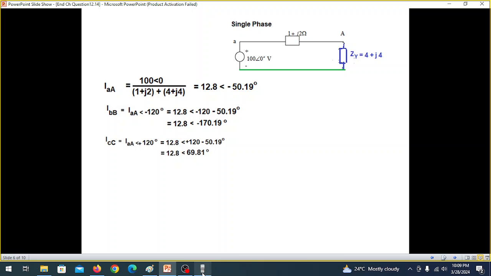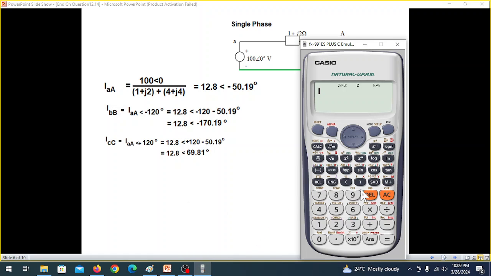Now let me show you how you can do it easily with the help of a calculator. Your calculator should be in complex mode. If not, go to the mode, select 2 for complex. So we are in complex mode, and then we just need to divide this. So we'll use this sign.